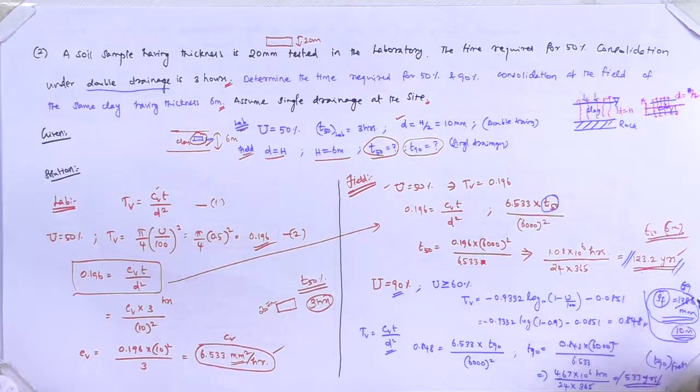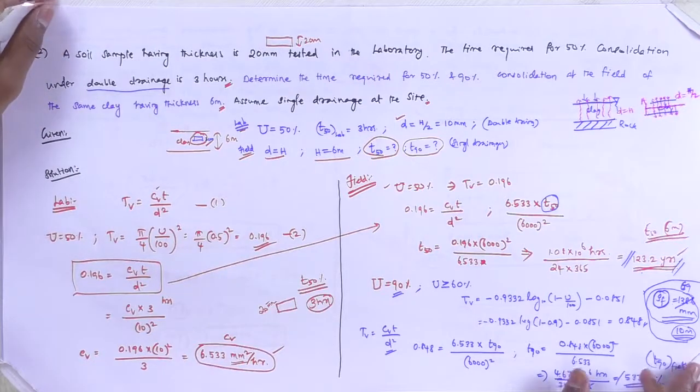For about 90% of this settlement to occur, it will take 533 years. So that is the meaning of it. I hope you have understood. Let me explain one more problem to give you clarity.